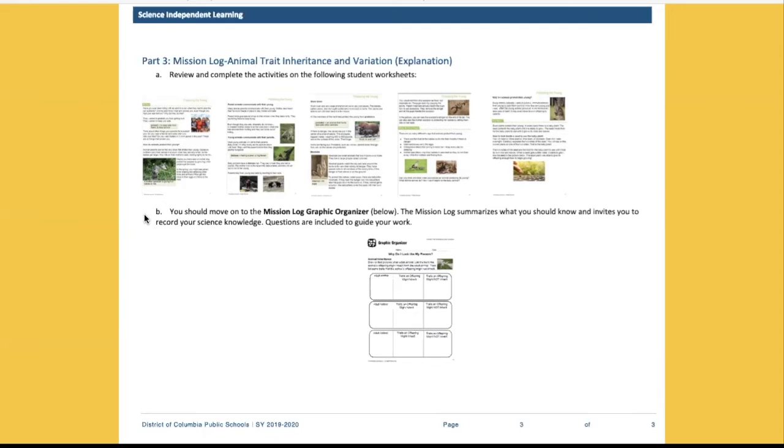B. You should move on to the mission log graphic organizer below. The mission log summarizes what you should know and invites you to record your science knowledge. Questions are included to guide your work. The questions will be there to help you come up with answers for your graphic organizer.